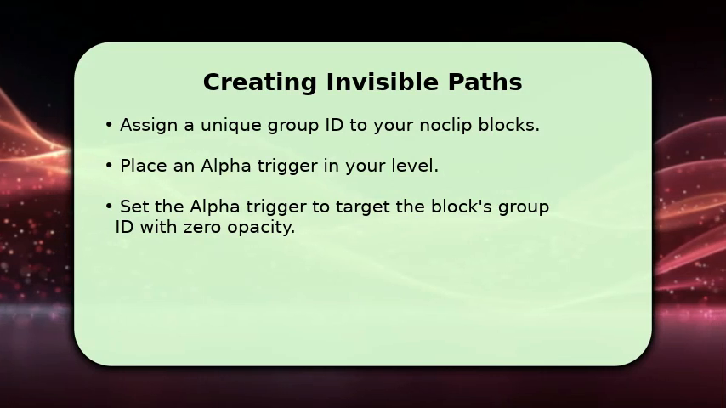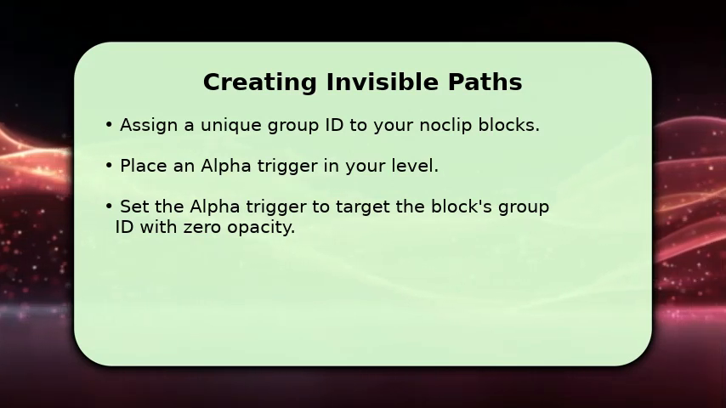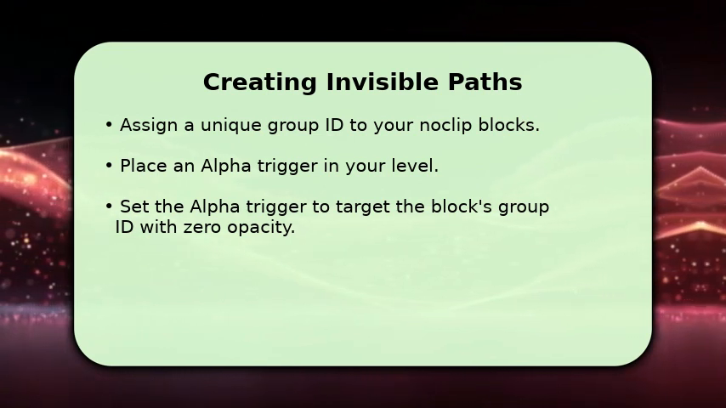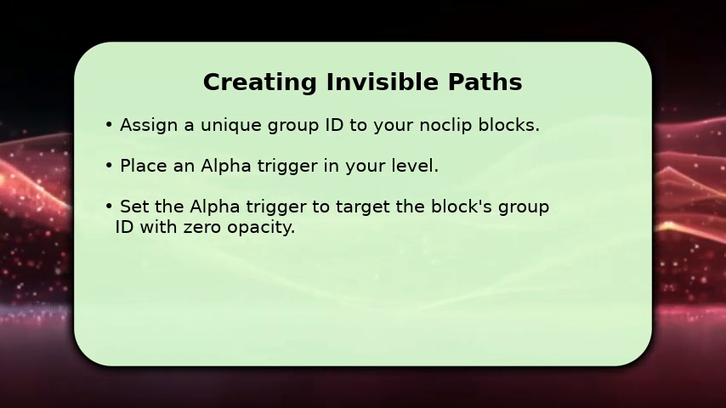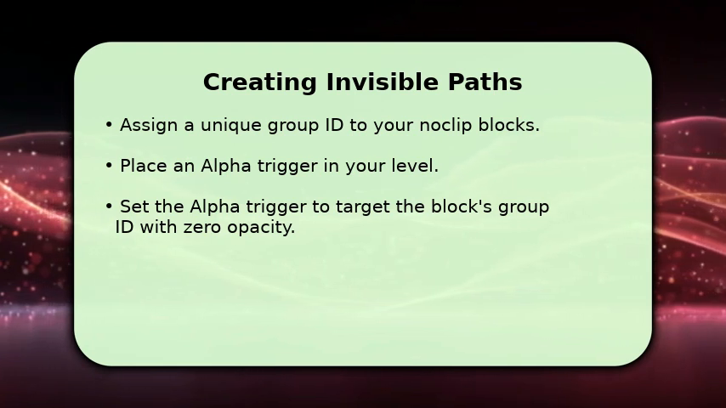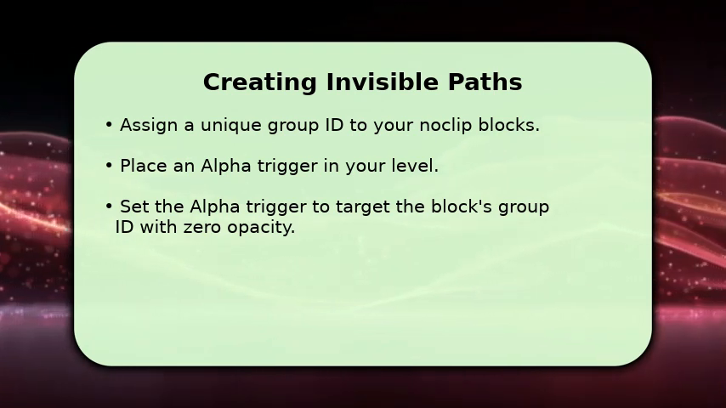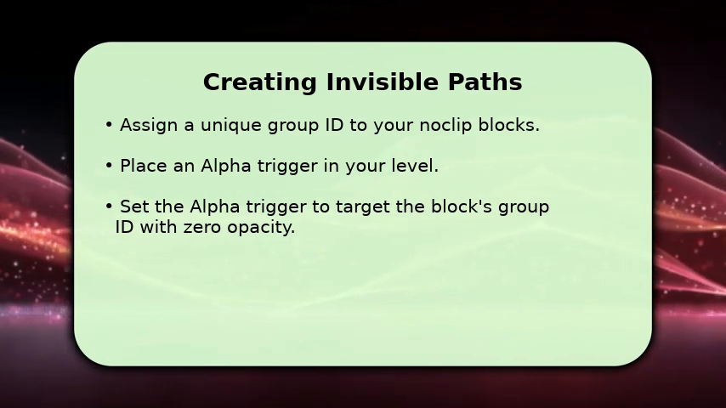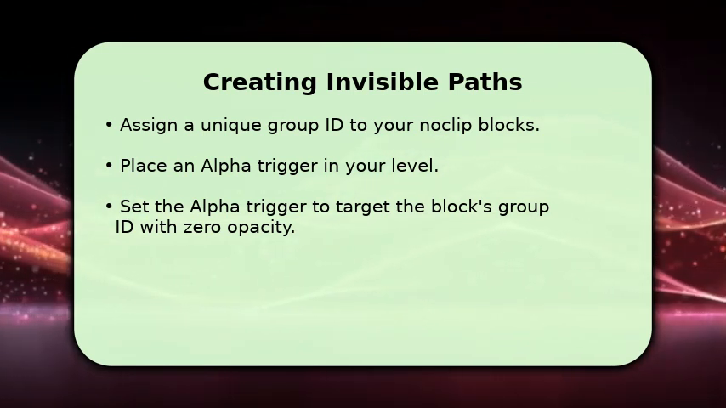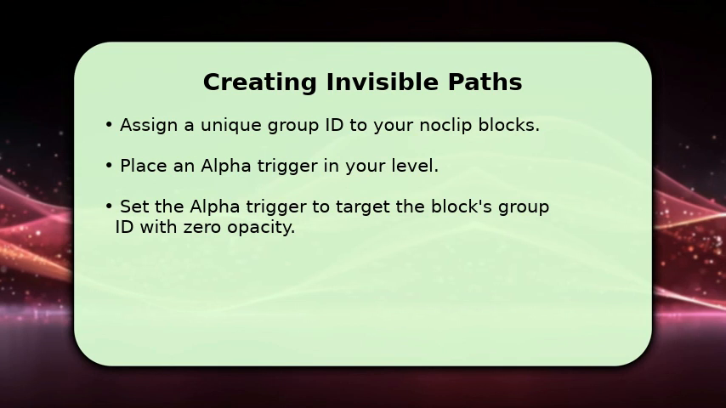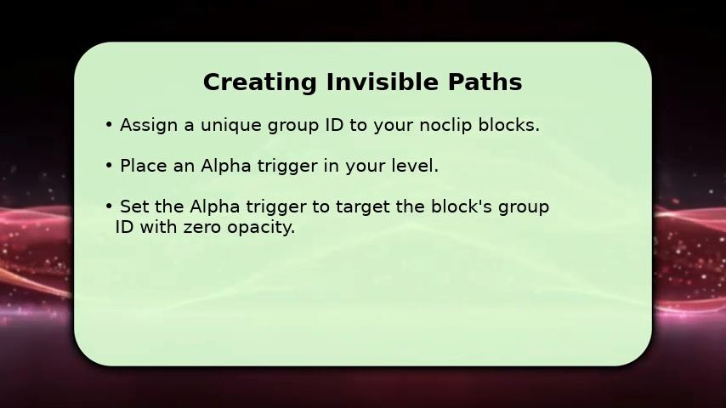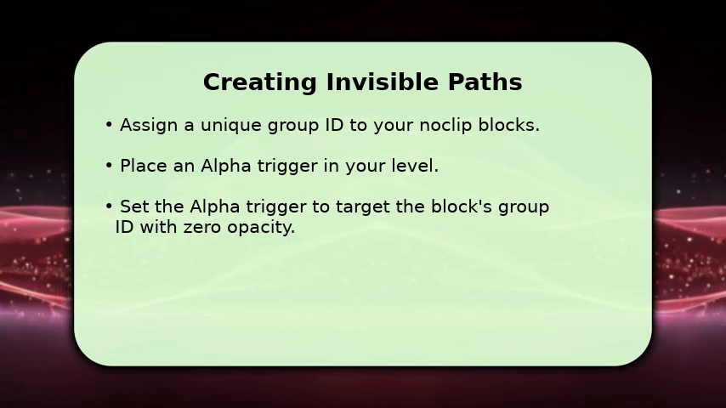For a truly seamless Noclip experience, you can make these blocks invisible. First, assign a unique group identification number to all your Noclip blocks. Next, place an alpha trigger in your level. Edit the alpha trigger to target the specific group ID you assigned to your Noclip blocks. Then, set the opacity to 0 and the fade time to 0. This will make the blocks disappear instantly when the player reaches the trigger, creating an invisible pathway.